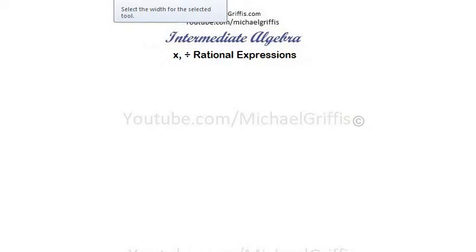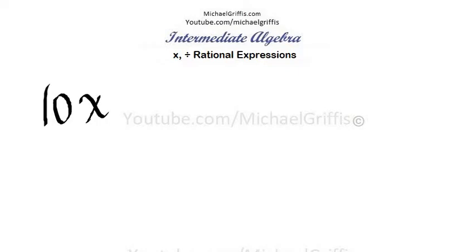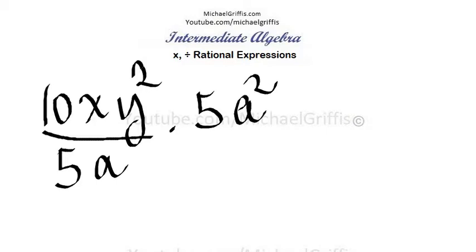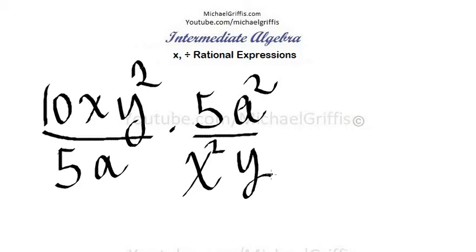Let's say we have 10x times y squared over 5a, times 5a squared over x squared y. And we want to simplify. So we're multiplying two rational expressions.